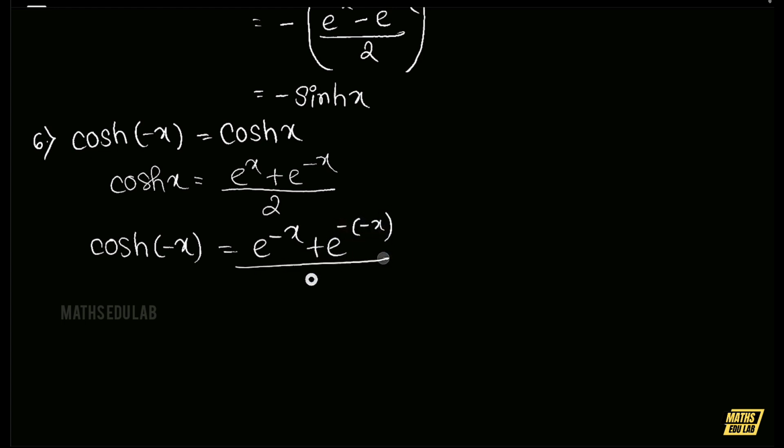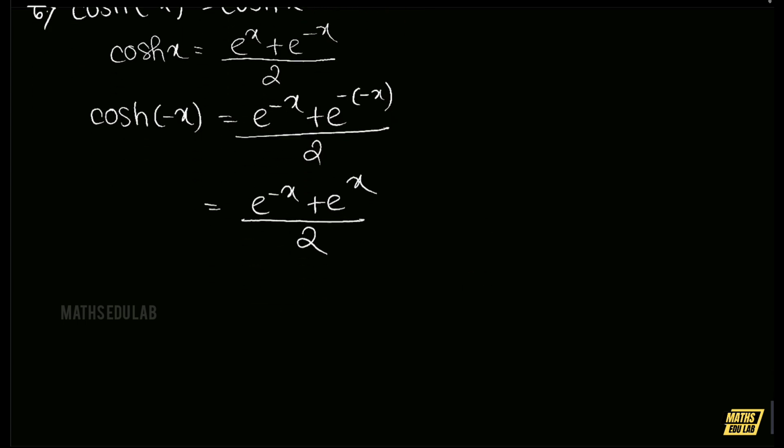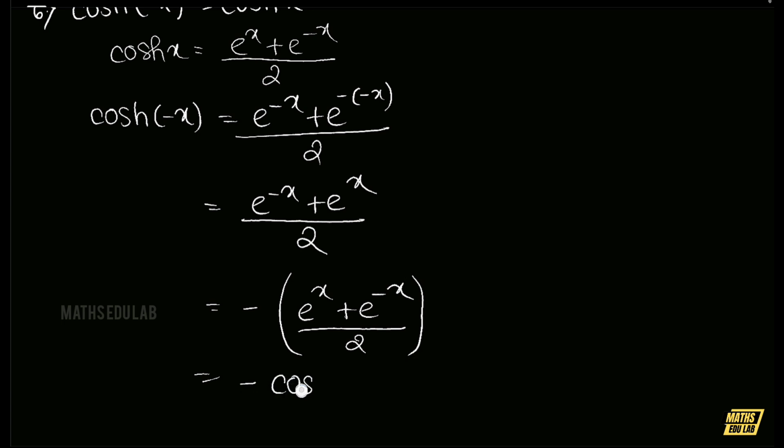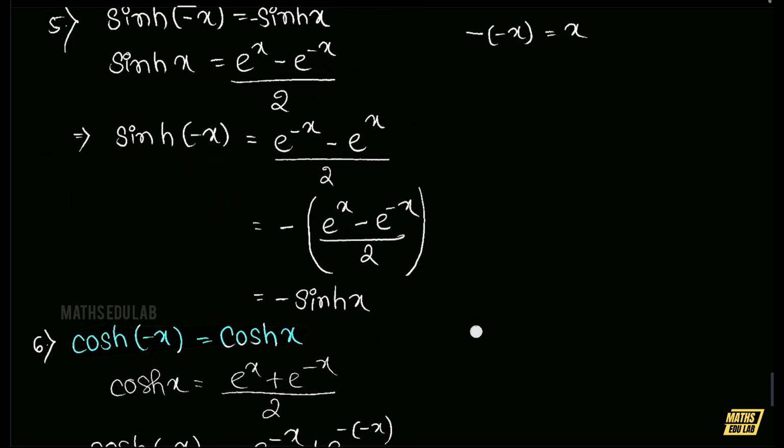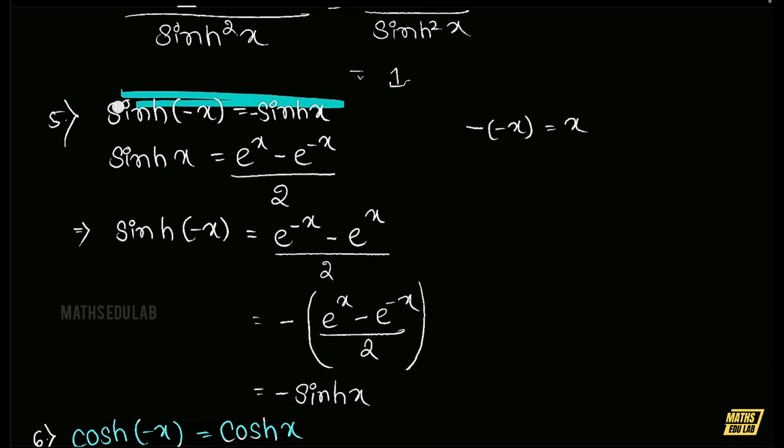So this will be e to the power of minus x plus e to the power of x by 2. If you take the negative value outside, then this will be e to the power of x plus e to the power of minus x upon 2. So this is our cosh hyperbolic x formula. So this is one more identity of hyperbolic function, and the previous one is this one.